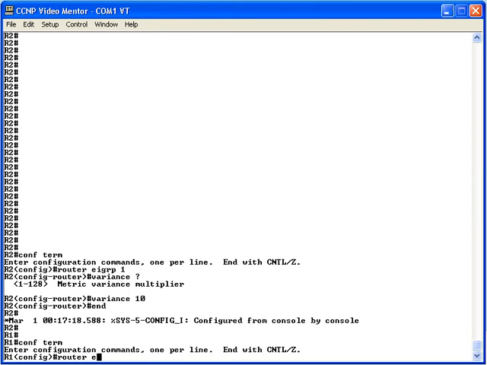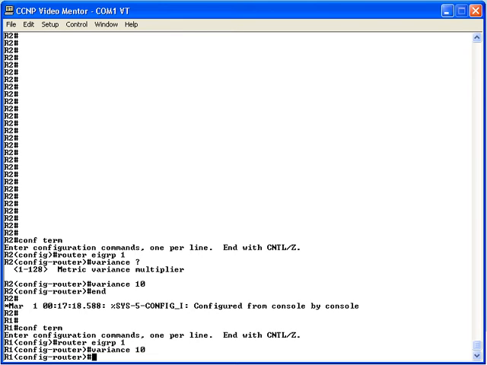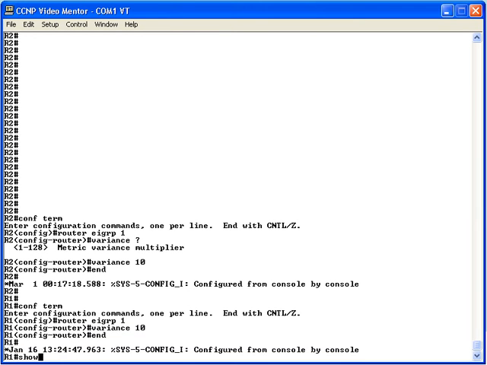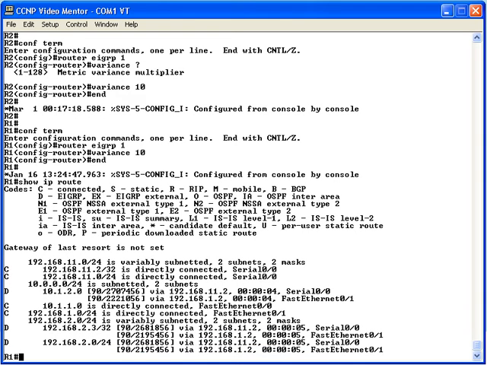We get back into router configuration mode on router R1, and we say variance 10. Now, let's take a look at our routing table. Let's see how router R1 knows to get out to the rest of the world.